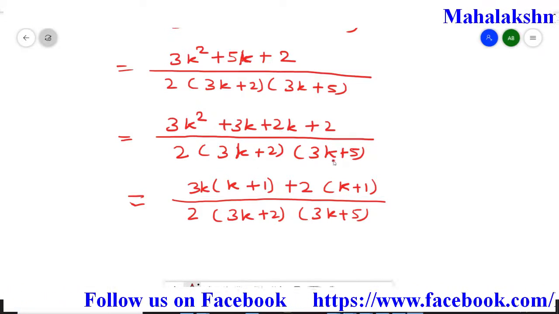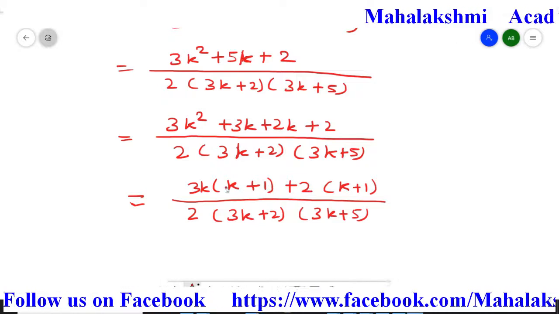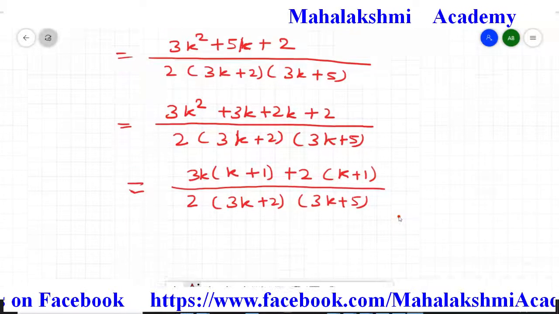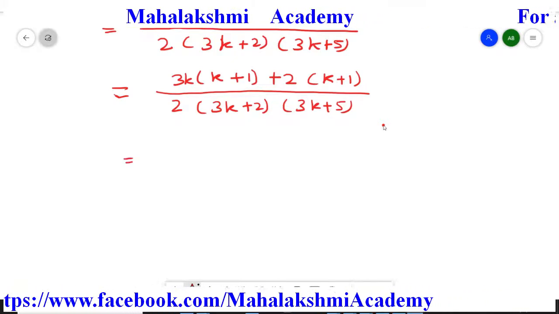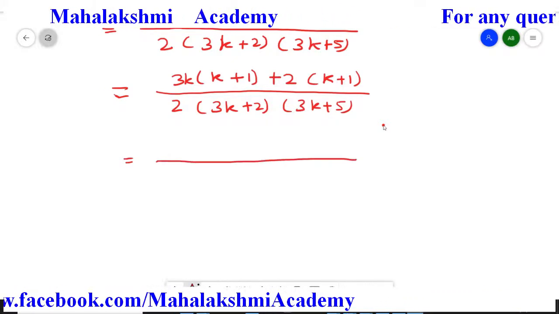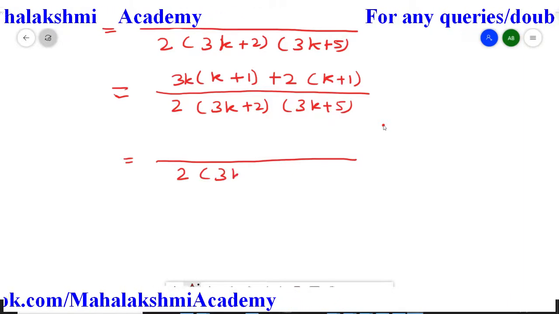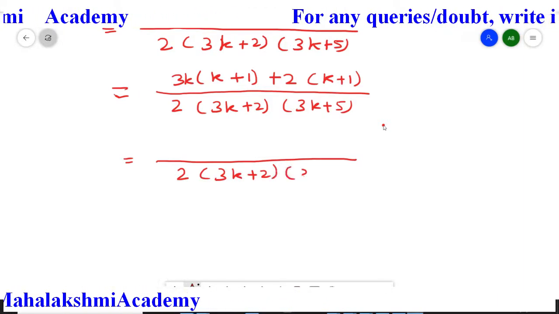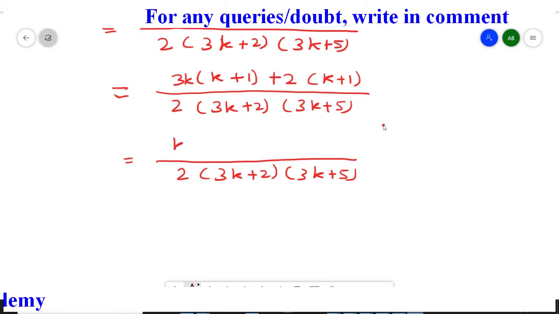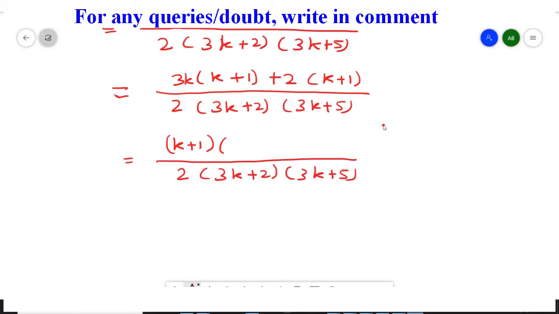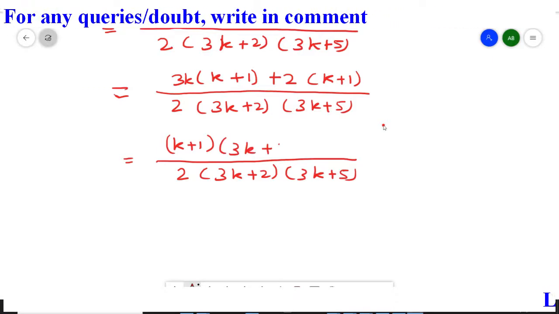From 2k plus 2 I took 2 common. Now again from these two terms k plus 1 bracket is common, so we will take it out. So that will give us, keep the denominator again as it is, 3k plus 2 and 3k plus 5 as it is, and when we take k plus 1 common, here we remain with 3k plus 2.